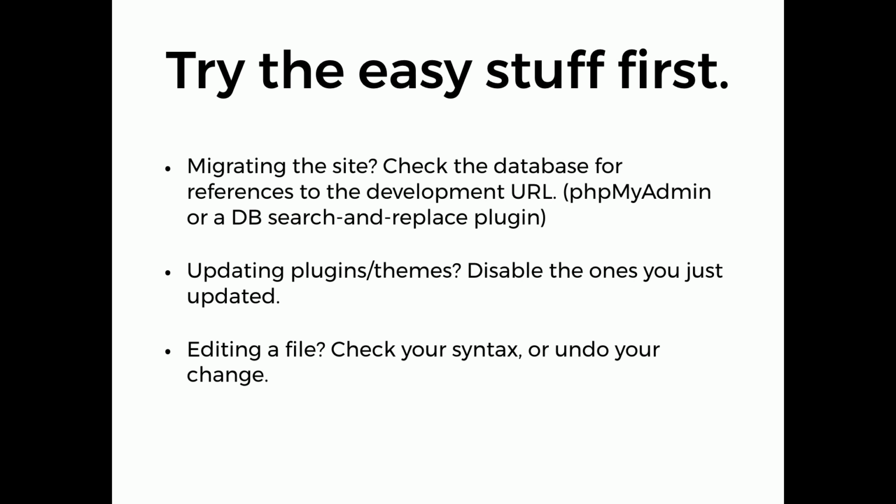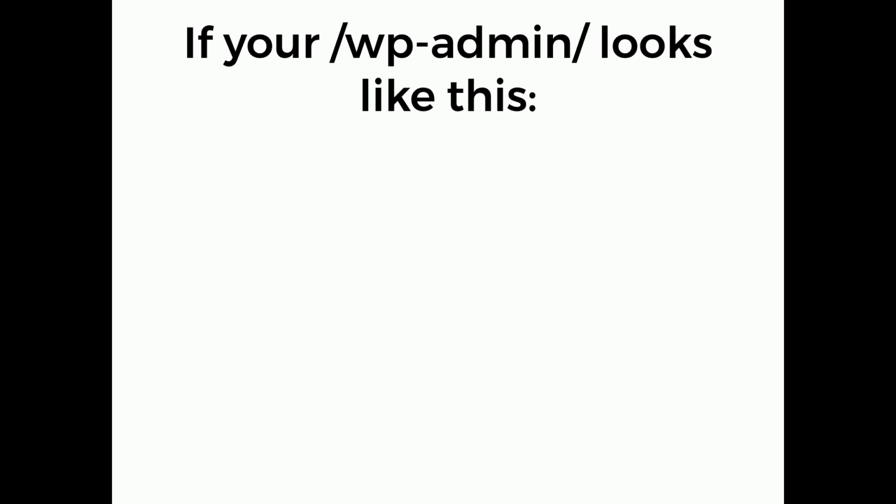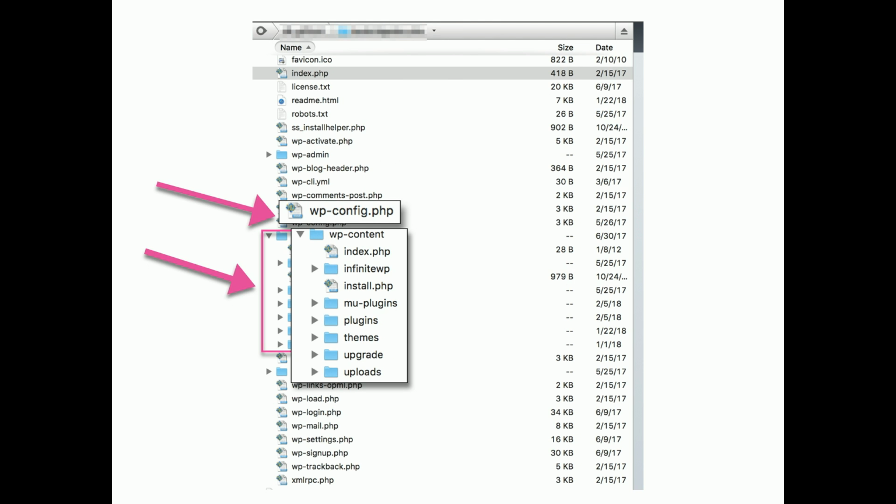And then finally, if there's a caching plugin, try dumping the cache. Sometimes that works too. That's all the easy stuff. If none of that works and your wp-admin looks like this, things get a little more stressful. You don't want to be Ryan Reynolds. Don't be Ryan Reynolds.